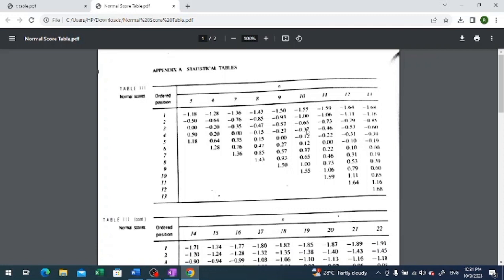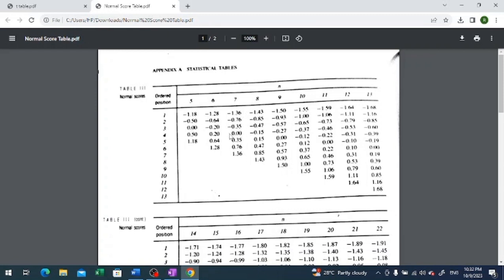So if we try to allocate the 5 observations given in the data under the standard normal curve, the ideal normal scores they should have are 0 in the center. The two values below 0 must be negative. The two values above 0 must be positive. And you can notice that the first value is similar to the last one, the second value is the same as the second last, and the middlemost is 0.